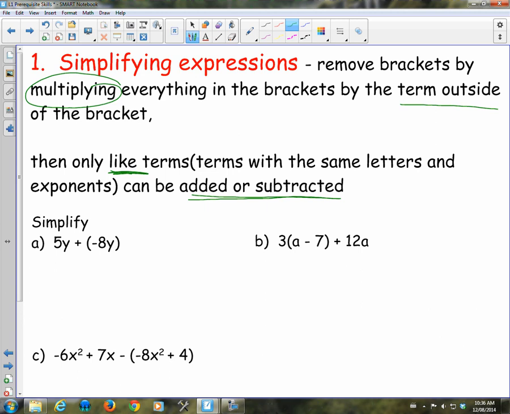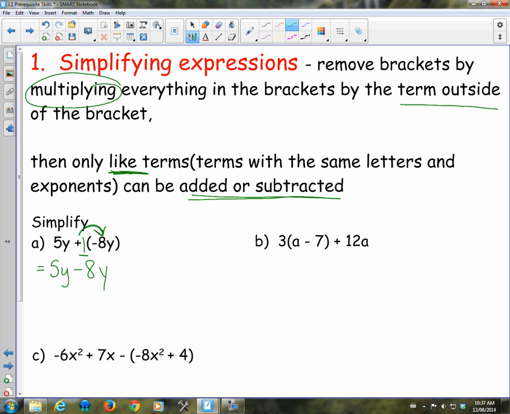So if I look at my first question, 5y plus bracket negative 8y bracket, we cheat in math. We're a little bit lazy. Instead of writing down a 1 in front of that bracket, we don't write a 1. But that's what it really means. It's 5y plus 1 bracket negative 8y bracket. So when there's a bracket, you multiply what's in front of the bracket by what's inside the bracket. So in this question, I would have 1 times negative 8. And 1 times negative 8 is negative 8. Don't forget to write down your y.